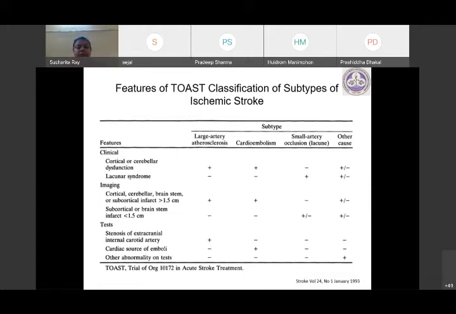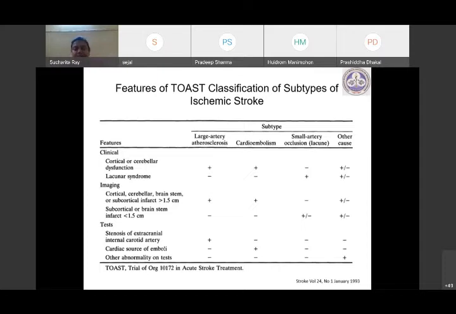Remember that when you talk about some particular clinical features, they can be the same even in multiple types of stroke. For example, cortical or cerebellar dysfunction can be due to cardioembolic stroke as well as large artery atherosclerosis. But sometimes some of the manifestations can be seen in small artery occlusion or lacunar syndromes, but they may have an imaging correlate or they may not have an imaging correlate.